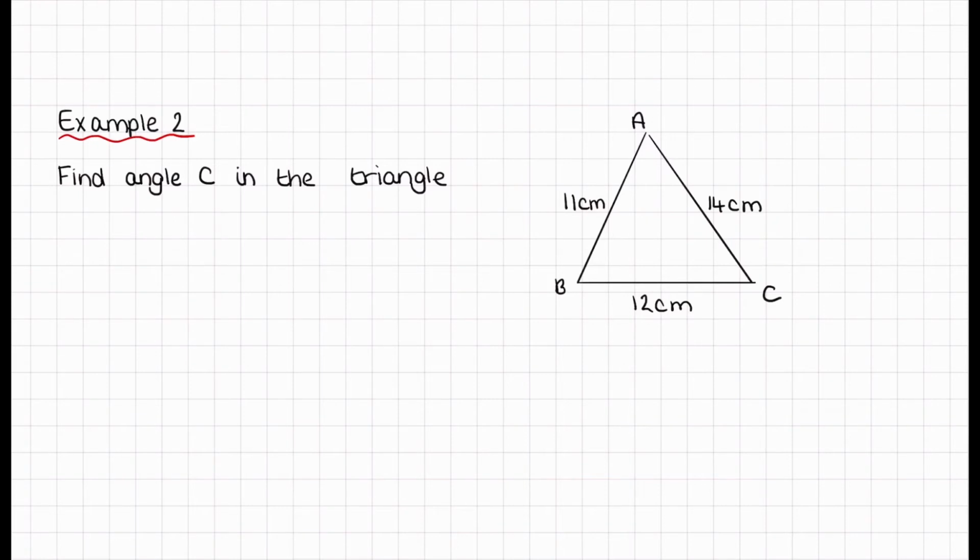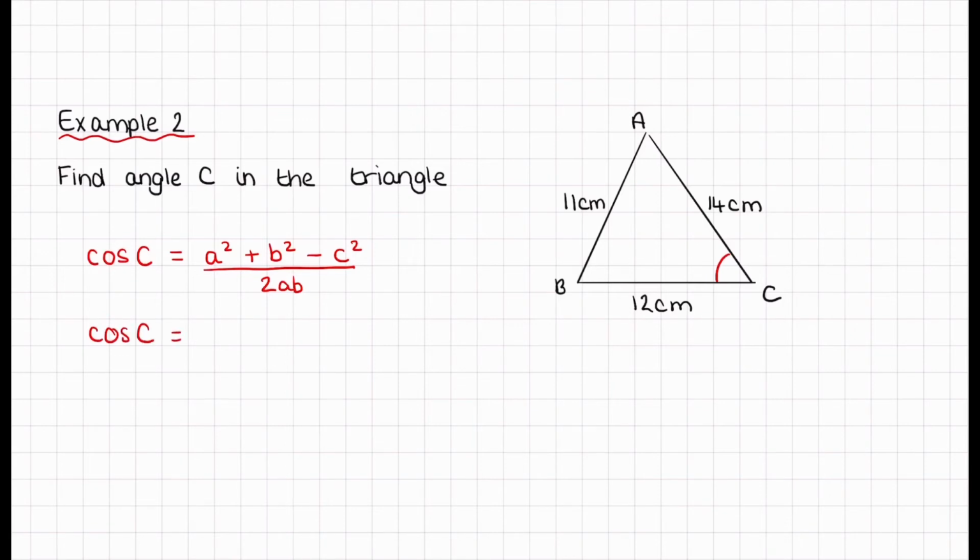Example 2, we want to find the angle now. We want to find angle C. So we can use the find an angle version of the formula. So we'll have cos C equals, and it'll be a squared plus b squared minus c squared divided by 2ab. So this is where you've got to make sure your letters are in the right space.